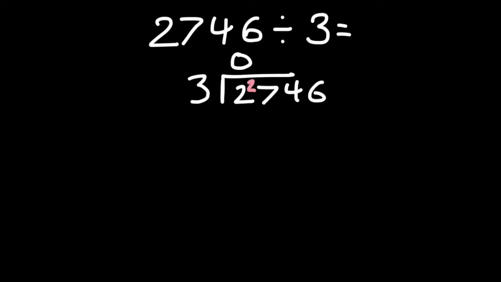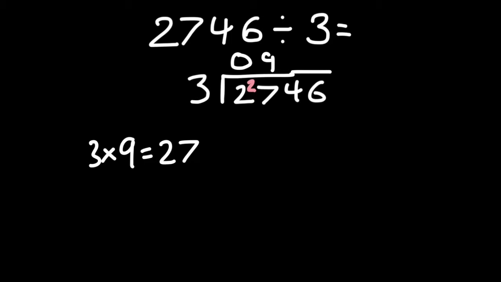Okay, so let's have a think. We know our 3 times table, so if we were to do 3 times 9, that would give us 27. So we'll put the 9 up there. And because 3 times 9 goes into 27 exactly, there are no remainders. So we'll move on to the next number.